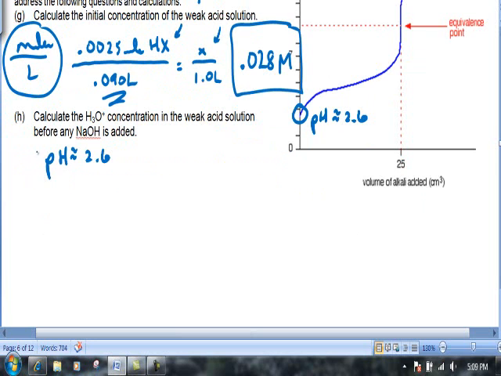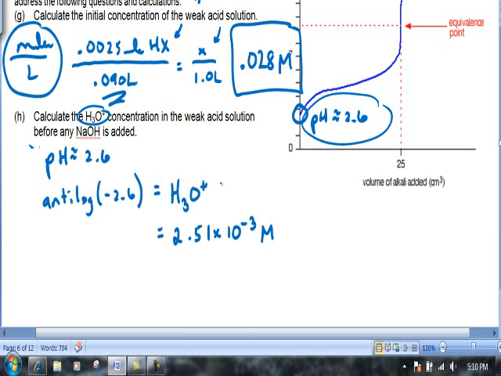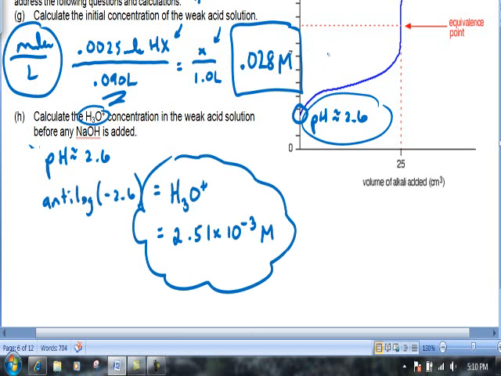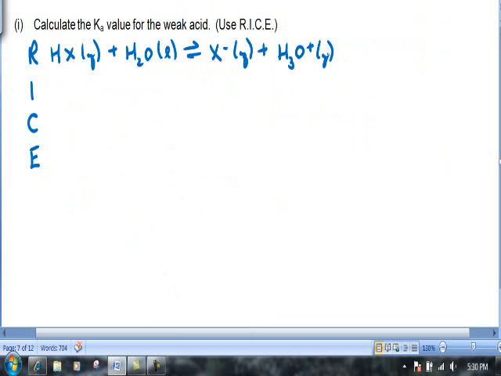Our pH of our acid solution initially, from the graph we can see, is roughly 2.6. This will allow us to calculate the H3O+ concentration in our weak acid solution. Calculating our H3O+, we find that the H3O+ is 2.51 times 10 to the negative third molar prior to starting the titration. The next part asks us to calculate the Ka value for the weak acid.